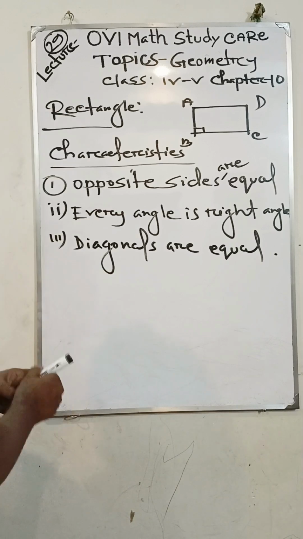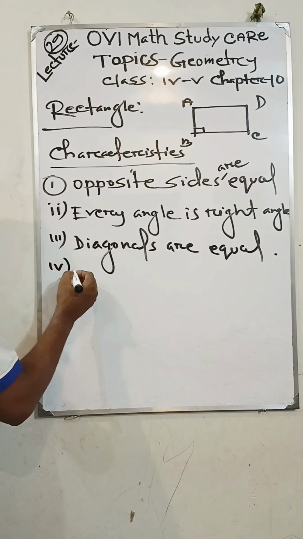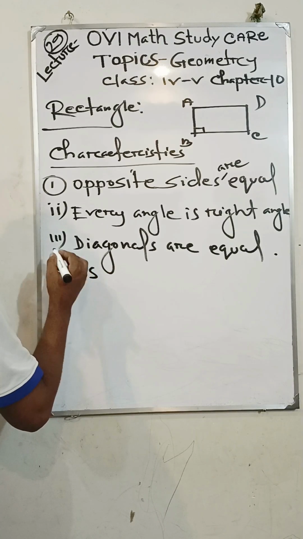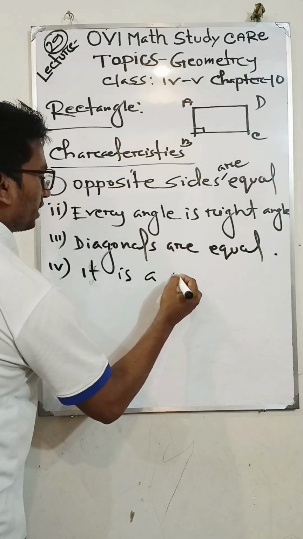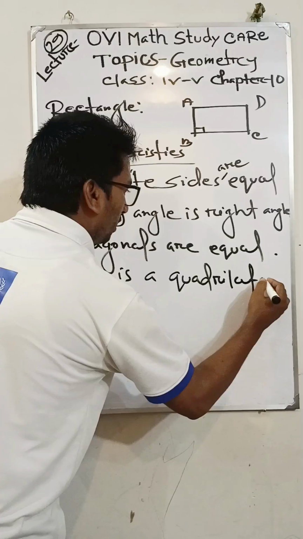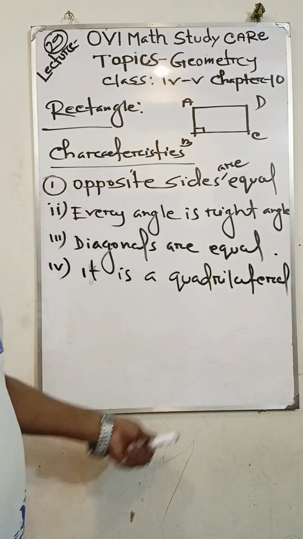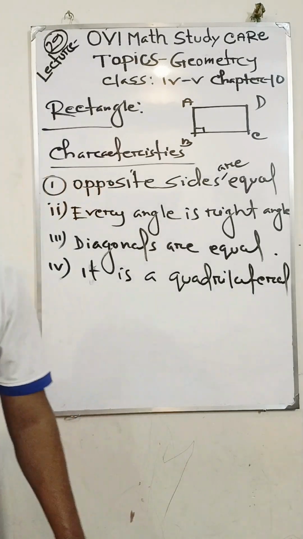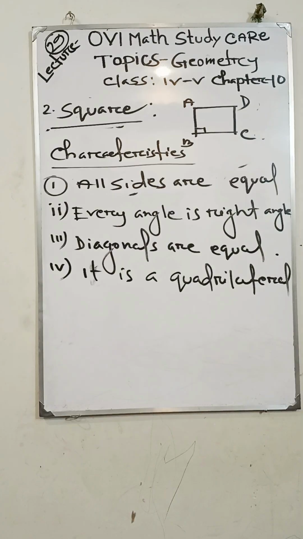There is another characteristic: it has 4 vertices, it is a quadrilateral. Now, dear students, we can write these 4 characteristics of a rectangle.